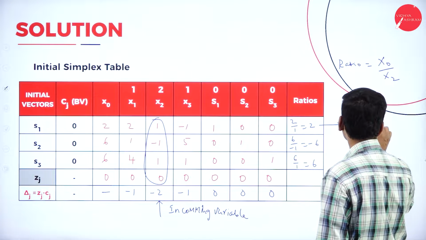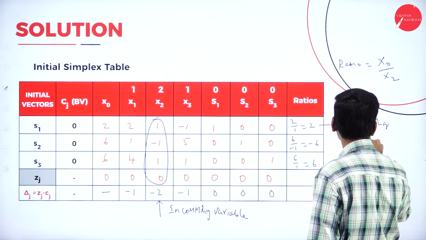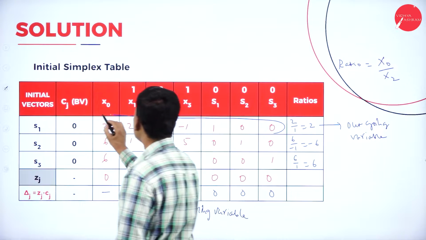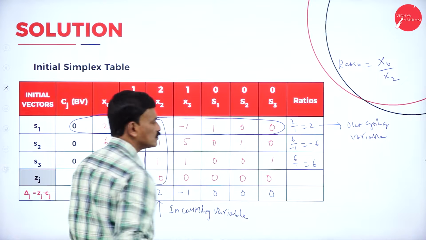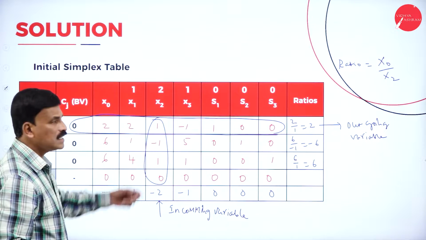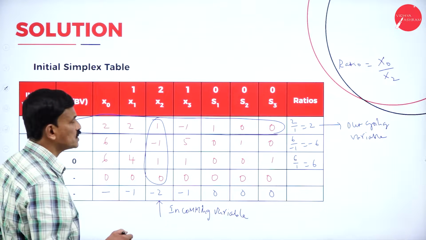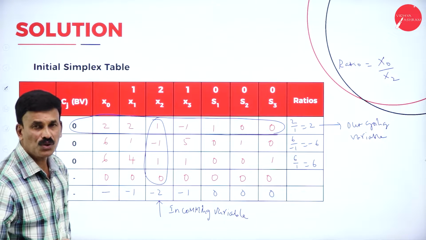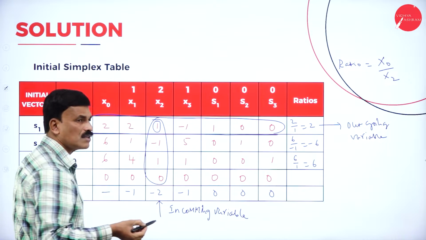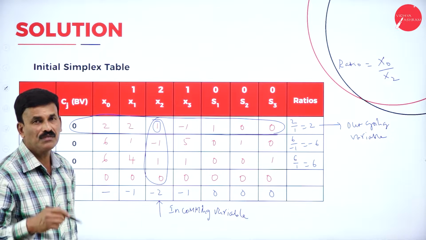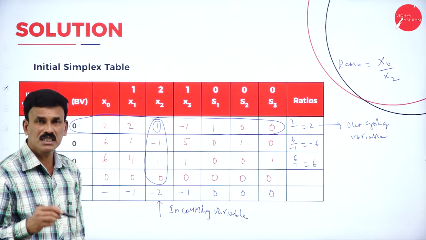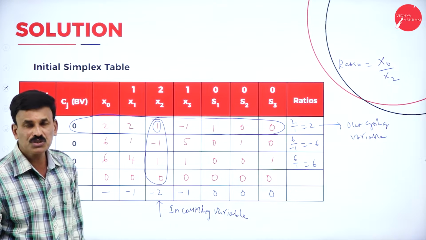So therefore these are the outgoing variables. Now here just identify the key element. What is the key element? The intersection of the incoming and outgoing row and column will give the key element. Here this 1 is the key element. Since already it is 1, there is no need to convert. If it is other than 1, we have to divide the entire row by that particular element. Since it is 1, there is no need to convert that.